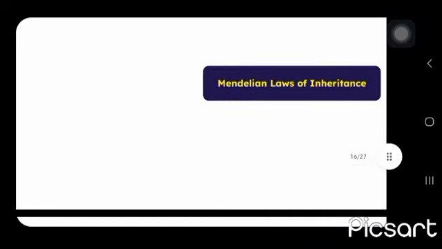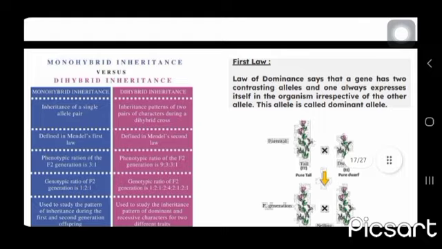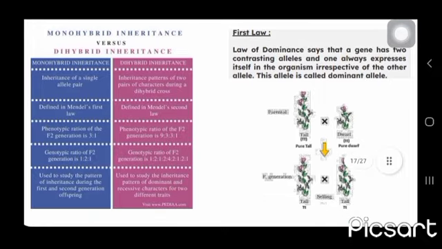Now, Mendelian laws of inheritance. First, law of dominance. The law of dominance says that a gene has two contrasting alleles and one always expresses itself in the organism irrespective of the other allele. This allele is called the dominant allele.